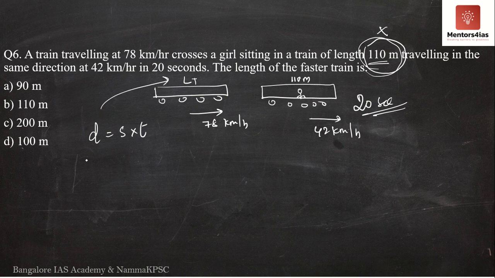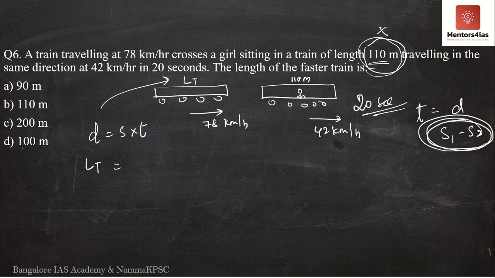Distance is nothing but length of the train, where speed is what? Now, since it is two entities moving in the same direction, what do we do? The speed, the one which is overtaking, s1 minus s2, we always take the difference between the speeds.